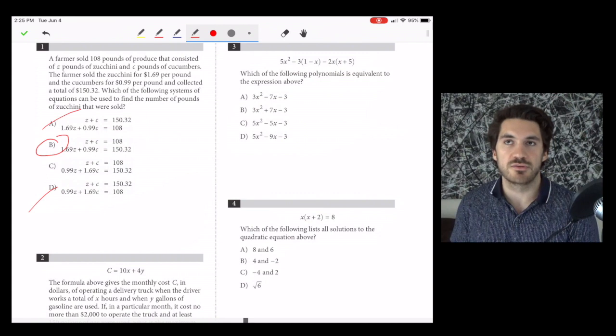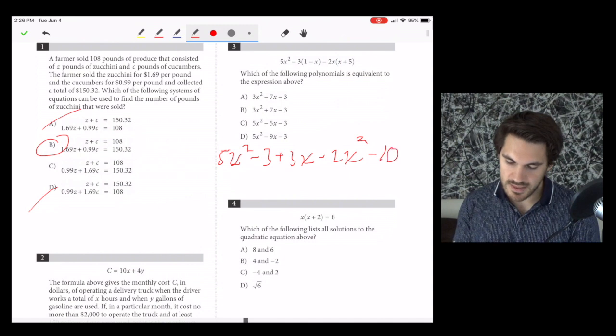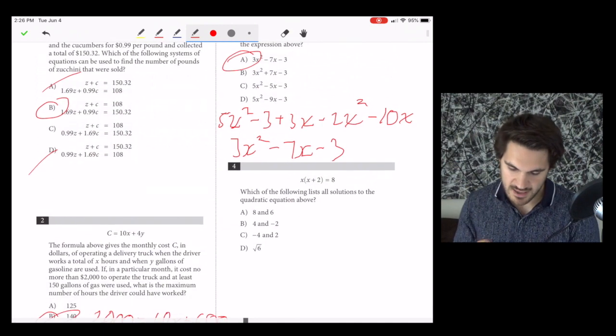Number 3. Which of the following polynomials is equivalent to the expression above? Okay, let us do the expression above. So it's 5x squared minus 3 plus 3x minus 2x squared minus 10x. So 5x squared minus 2x squared equals 3x squared. Plus 3x minus 10x is minus 7x. Minus 3 is our answer, which will be answer choice A.